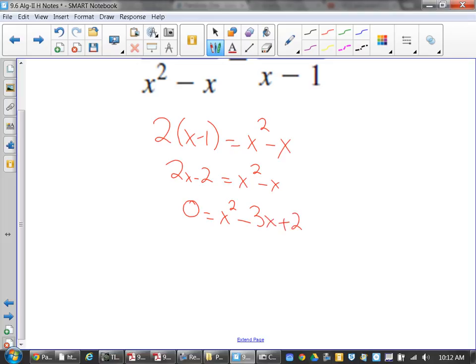What times what's positive 2, and you add together to get negative 3? Negative 2, negative 1. So that means our zeros are 1 and 2. Well, it's only 2 though, because 1 is an extraneous solution. Yes, it's extraneous, good. It just took you a little bit longer, didn't it?